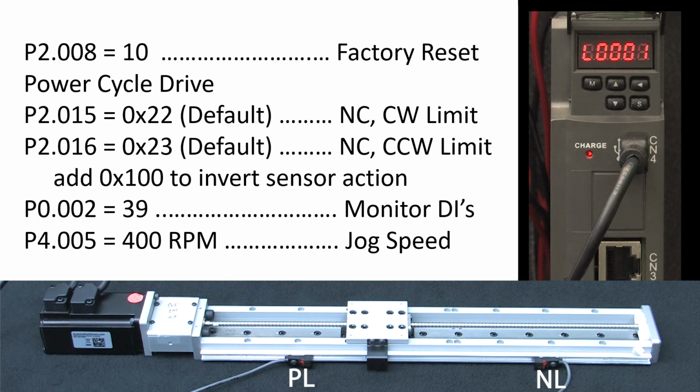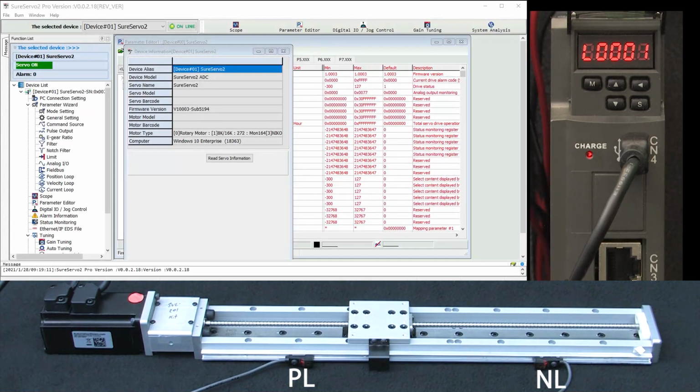Now you can do homing from the drive's keypad, but we're going to use the free SureServo 2 Pro software because it'll be much easier for you to see what's going on. There's videos showing you how to use the software, so I'm going to assume you're already familiar with it. I've already connected to the drive, and we see we're online. Read the servo information. Yep, it's all there.